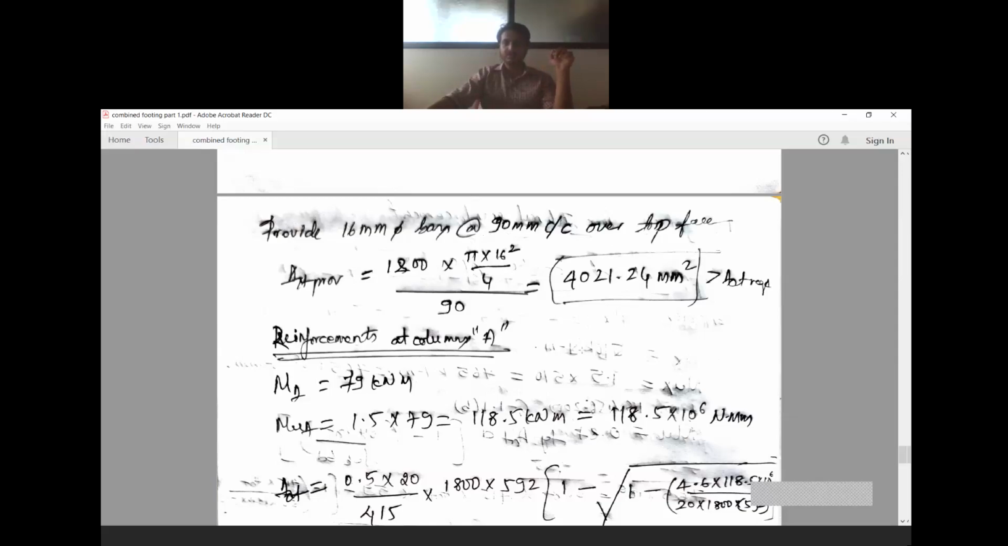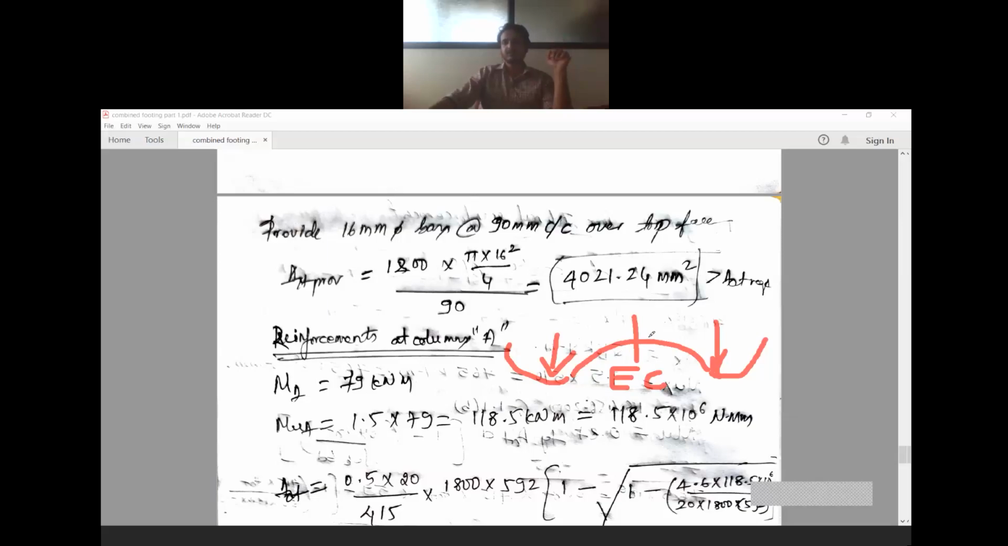Since this is hogging bending moment, the bending moment should be indicated. So if I draw the elastic curve of the diagram, your elastic curve would look like this. See, these two are the column loads. So your elastic curve would look like this. So at the center, which is what we have taken, the maximum bending moment, here it is hogging in nature.